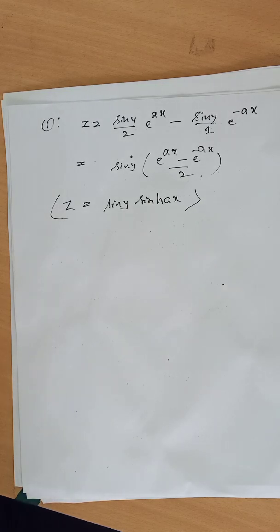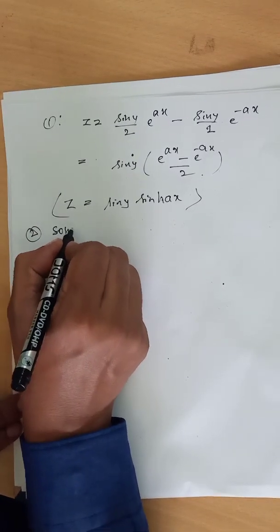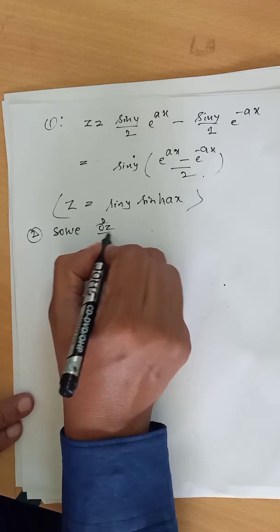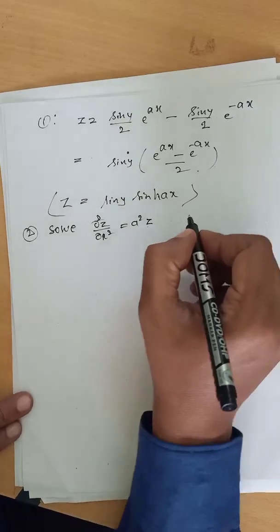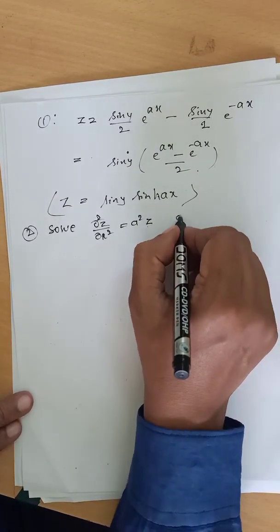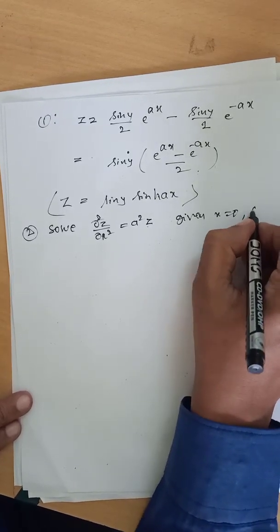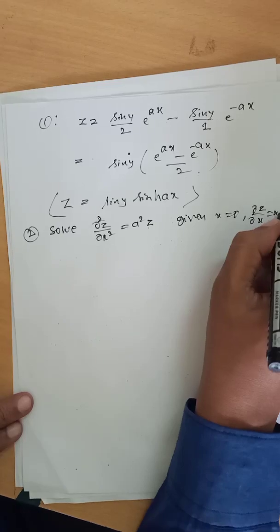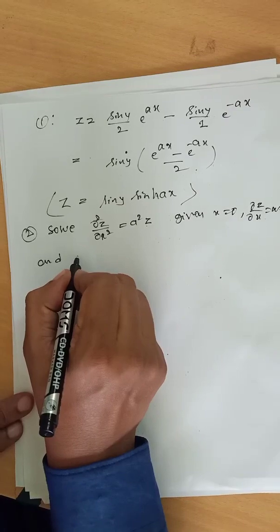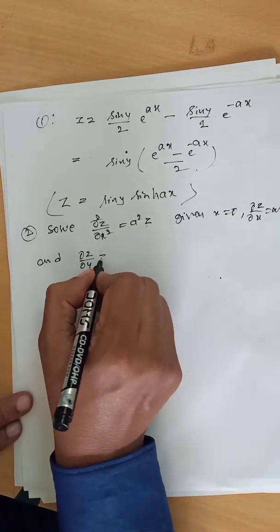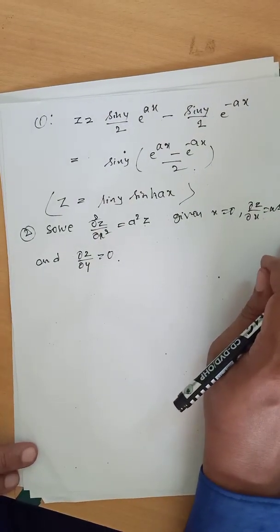This is the required solution of the homogeneous partial differential equation, obtained by using the concept of the solution of an ordinary differential equation. Second problem: solve ∂²z/∂x² = a²z, given x = 0, ∂z/∂x = a sin y, and x = 0, ∂z/∂y = 0.